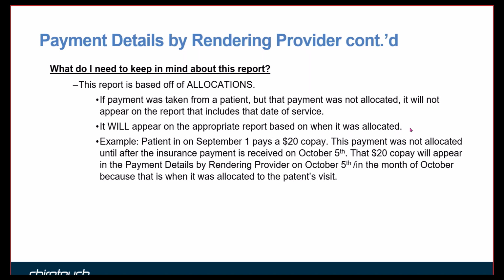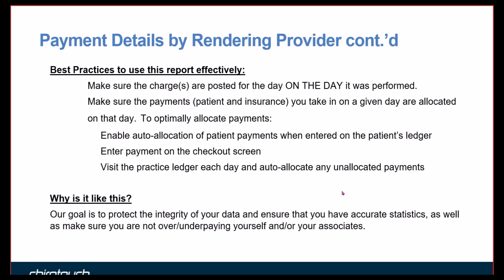So for example, let's pretend a patient came in on September 1st and they paid their $20 copay. However, maybe that payment the patient gave you wasn't allocated until later on in October. That $20 payment that you took on September 1st will then appear in this particular report for the month of October, because that's when it was allocated to that particular patient's visit. I think that this may be the detail. There are occasions where offices think, or they're reporting into us, that this report is incorrect.